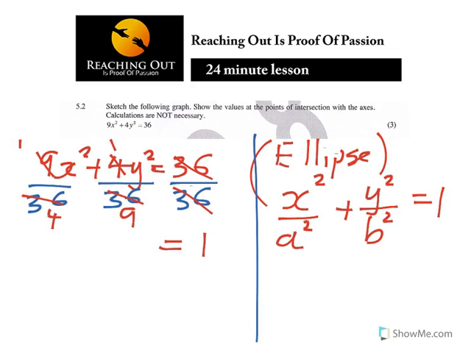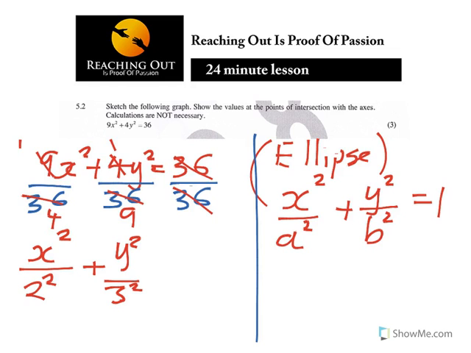So now we can make it into the equation of an ellipse. 4, remember, is 2 squared, so it's x squared over 2 squared plus y squared over 3 squared. This, if I can match it properly, will be equal to 1. So you can see that it's 3. So in this case, when you're drawing, x will be equal to plus or minus 2, y will be equal to plus or minus 3.